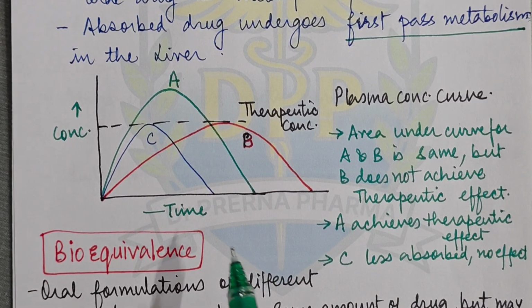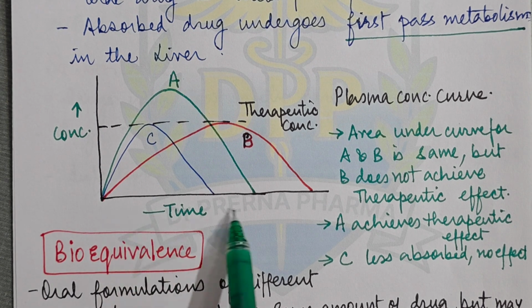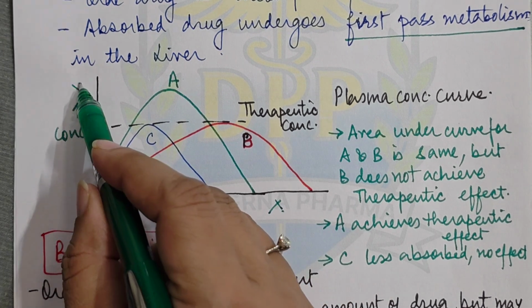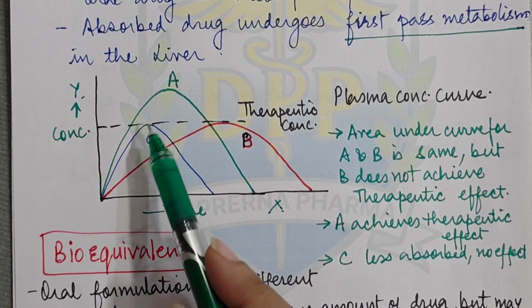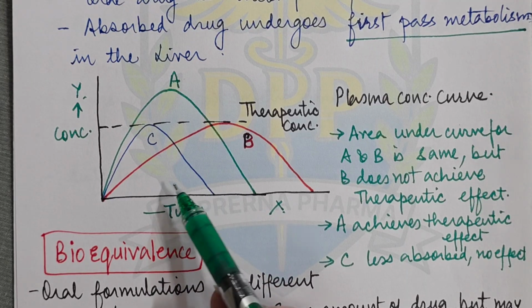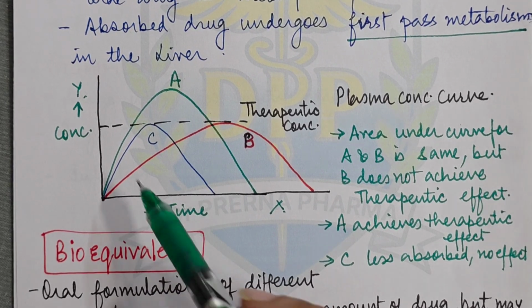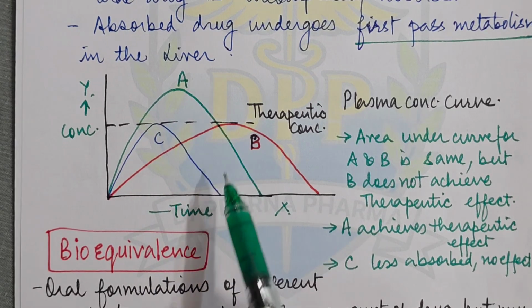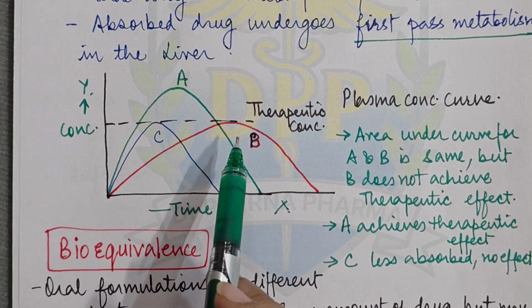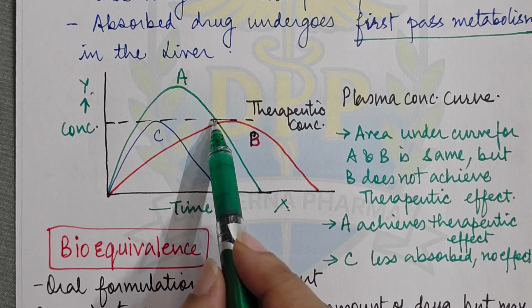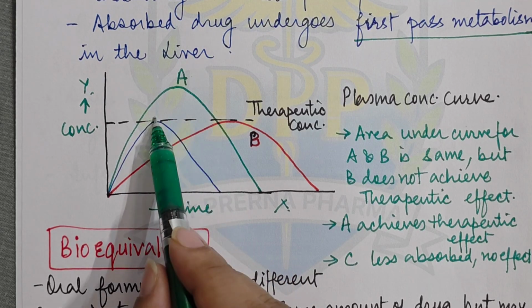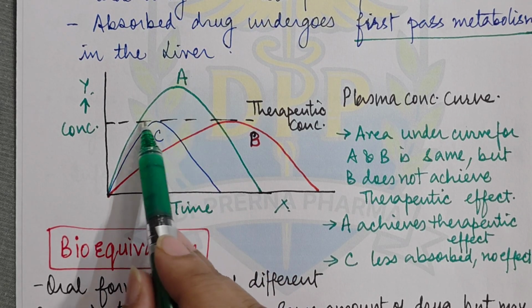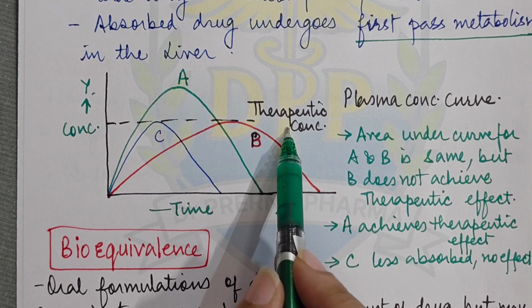Now here I have drawn a plasma concentration curve. On the x-axis we have time, on the y-axis we have the concentration, and here I have drawn 3 graphs, A, B and C. These are basically graphs showing 3 drugs, okay? That with the passage of time, what was the concentration of that particular drug? And here the line indicates therapeutic concentration. So that means a drug will have therapeutic effect only when the concentration reaches above the therapeutic concentration margin.